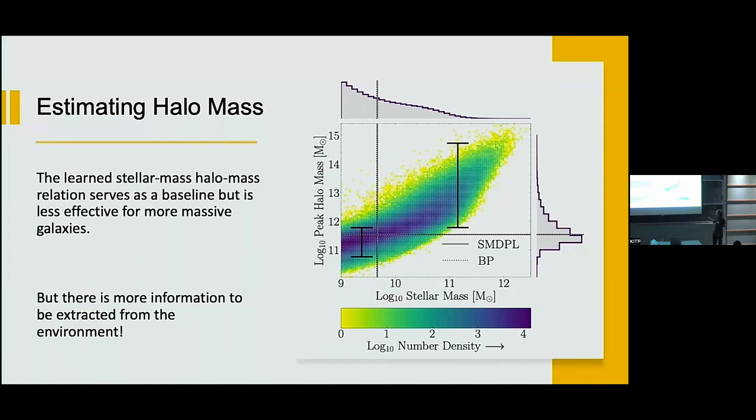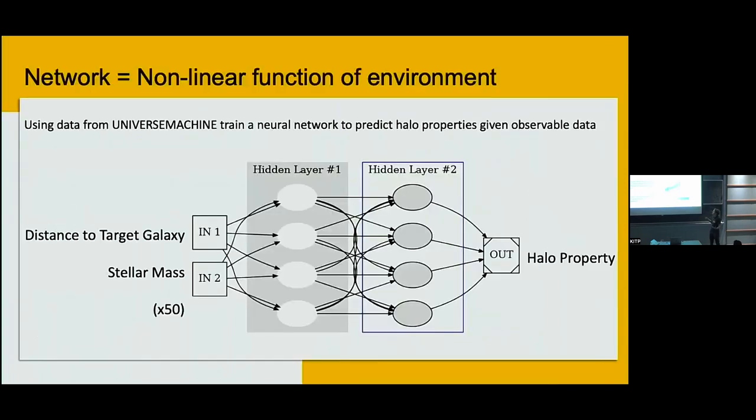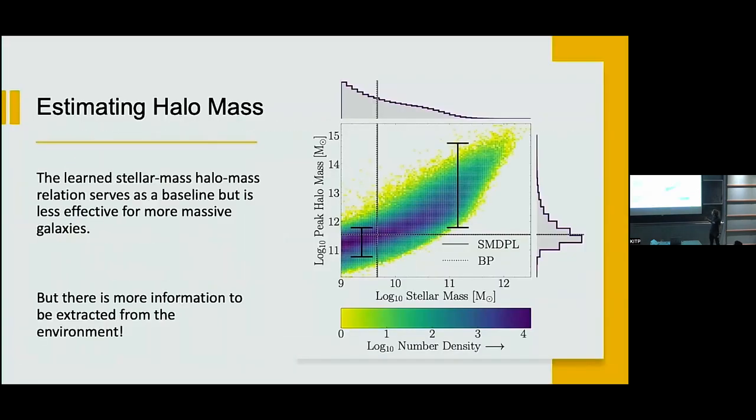There's scatter in this relationship, and especially at a fixed stellar mass, when we go to the higher mass end, we can have a much broader range of possible halo masses. One of the ways around this, if we want an accurate halo mass, is to use, for example, the satellites of the galaxy. We can use the dynamics of that system to get the halo mass of this group in the cluster-scale regime.